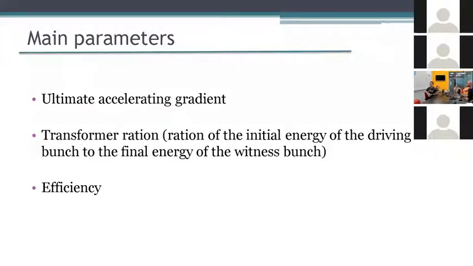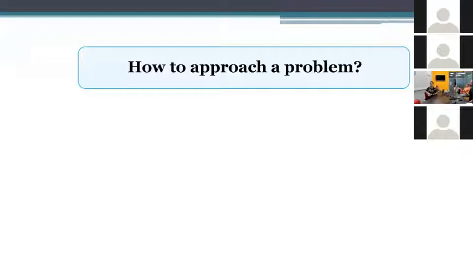Mm-hmm. And the efficiency, well, I don't think I have time to talk about the efficiency because it's a big deal. So yeah, that's a joke. I think you'll like it.